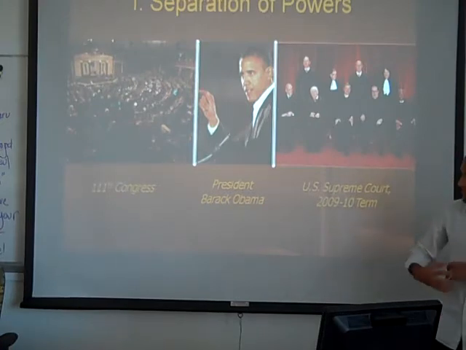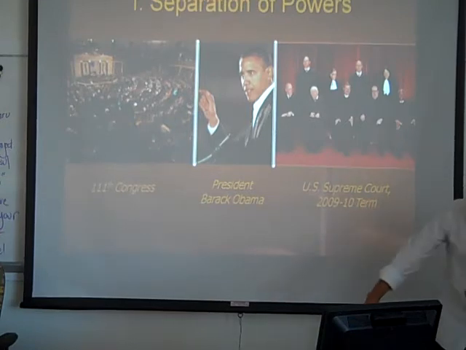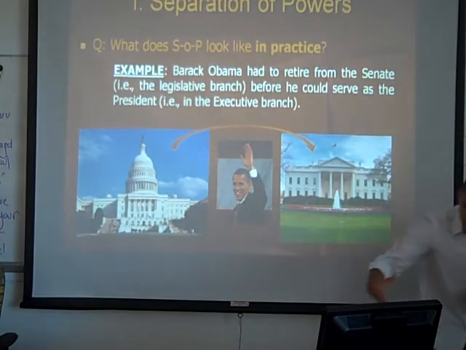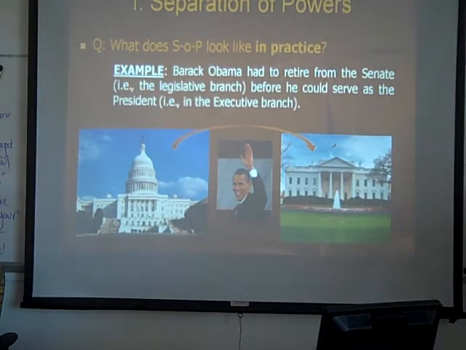So we look at the most recent, the 111th Congress, President Barack Obama, the Supreme Court last term, an example of separation of powers, because remember, the goal here is to be able to recognize these principles when you see them, not necessarily to be able to name them or define them off the top of your head.